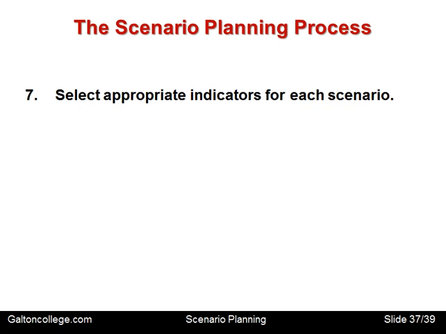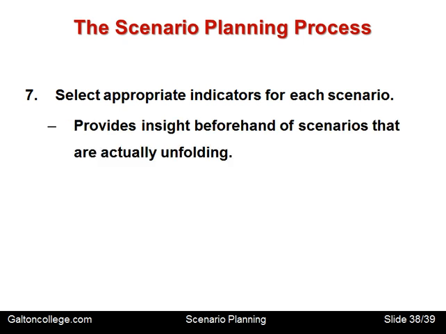Select appropriate indicators for each scenario. If a scenario is envisaged, if the market turns against the product because it's seen as not environmentally friendly, what indicators are there? What are environmental pressure groups saying about production, and what sort of production methods are in the news that the pressure groups are saying are not environmentally friendly? And if the business is using exactly those same production methods, that's an indicator. There's going to be an issue. So look at the indicators. These provide insights beforehand of scenarios that are actually unfolding.